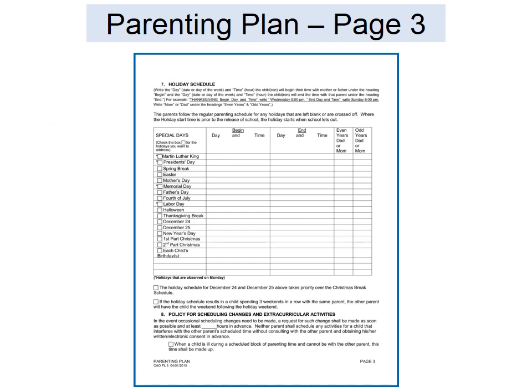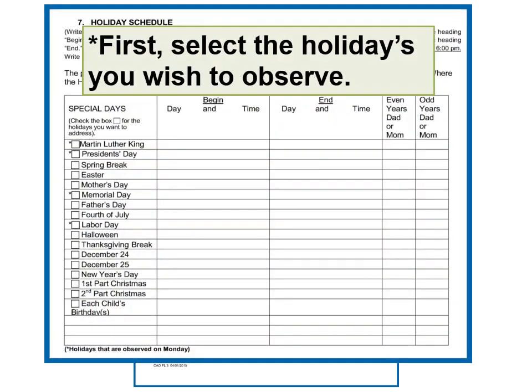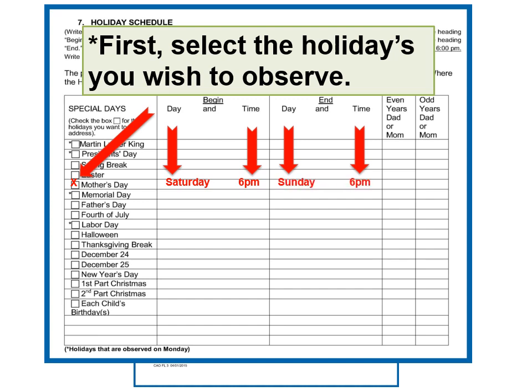Page 3 of your parenting plan outlines the desired holiday schedule. First, select the holidays you wish to observe. Then identify a beginning day, a beginning time, and an end day and an end time. Keep in mind you will want this schedule to be relevant from year to year, so identify the holidays based on whether they fall on a specific day of the week or day of the month.